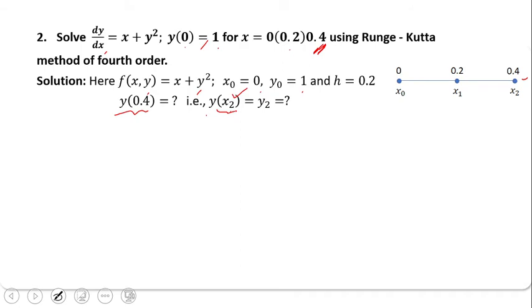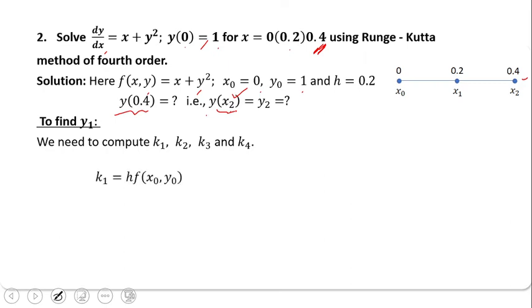Now to find the value of y2 in Runge-Kutta fourth order method, first we will find the value of y1, which is the first approximation. After that, by using the first approximation y1, we will find the value of y2 by using Runge-Kutta method of fourth order. Now to find y1, first we will find the values of k1, k2, k3 and k4. k1 is given by the formula h times f of x0 comma y0.